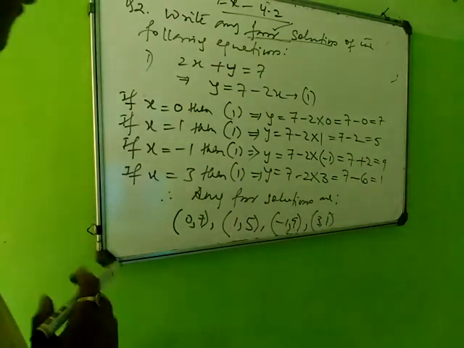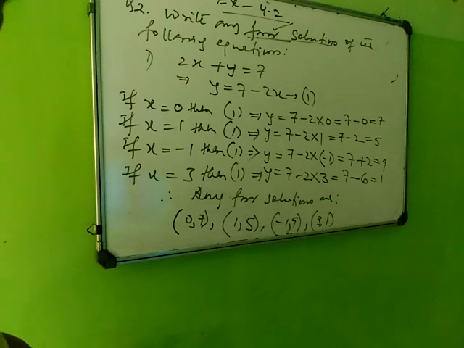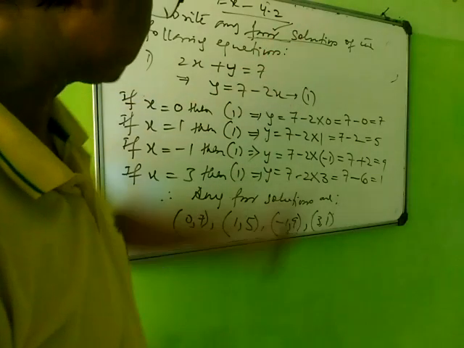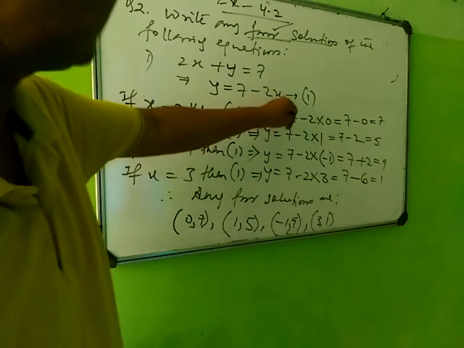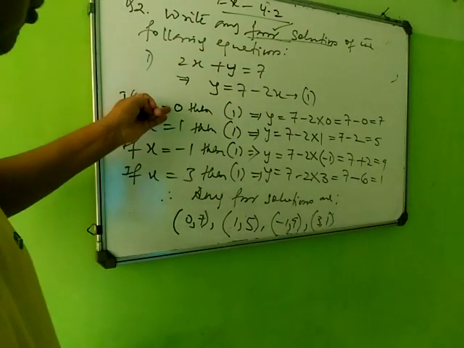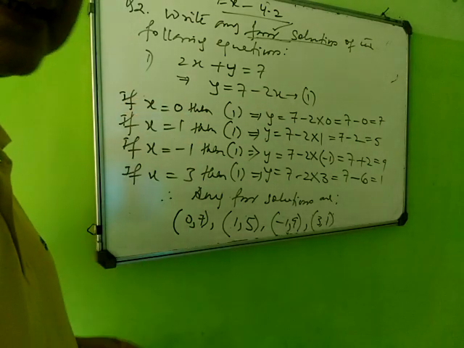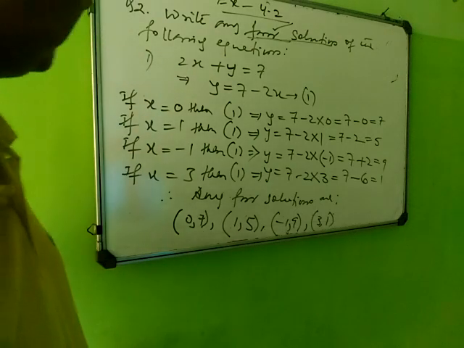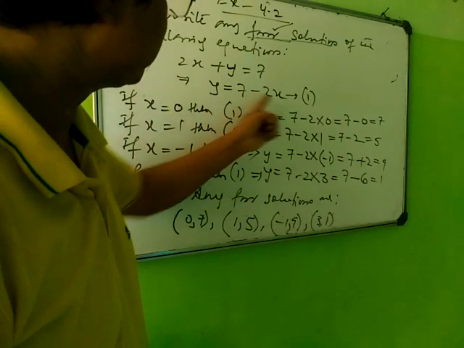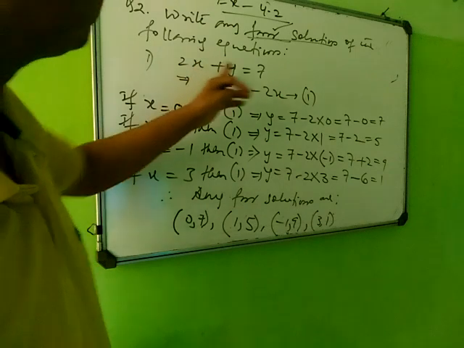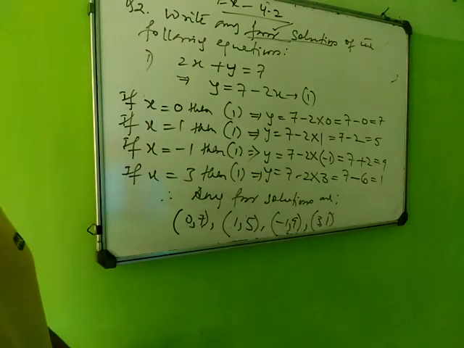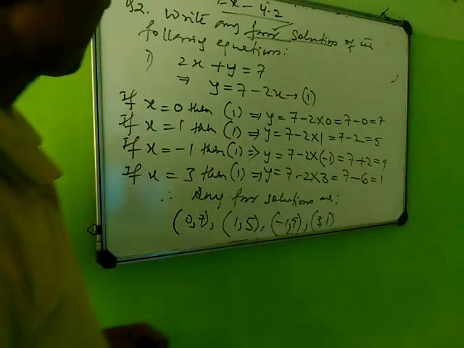Actually you have got infinite solutions. As the question asks to write any 4, that is why you have taken any value of x. You can take 2, minus 2, 7, minus 7, 8, minus 9, anything, and you will always get a corresponding value of y. That is why a pair of linear equations in two variables always has infinite solutions.